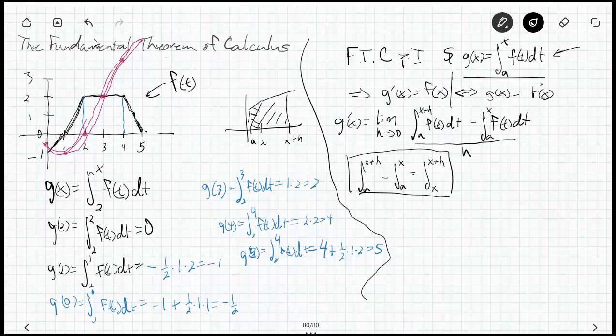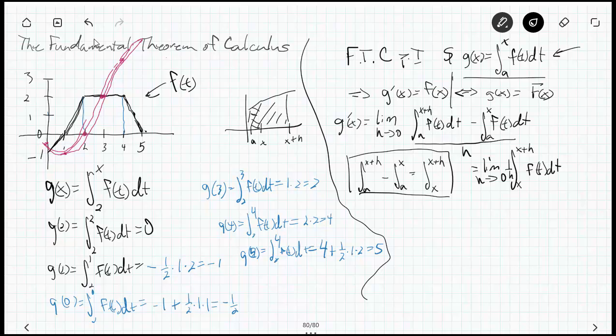So we can rewrite this entire thing as the limit as h goes to 0 of the integral from x to x plus h of f of t dt, and then I'm going to pull out my 1 over h. I'll put it over here, 1 over h, so I don't have to keep writing that big nasty thing.